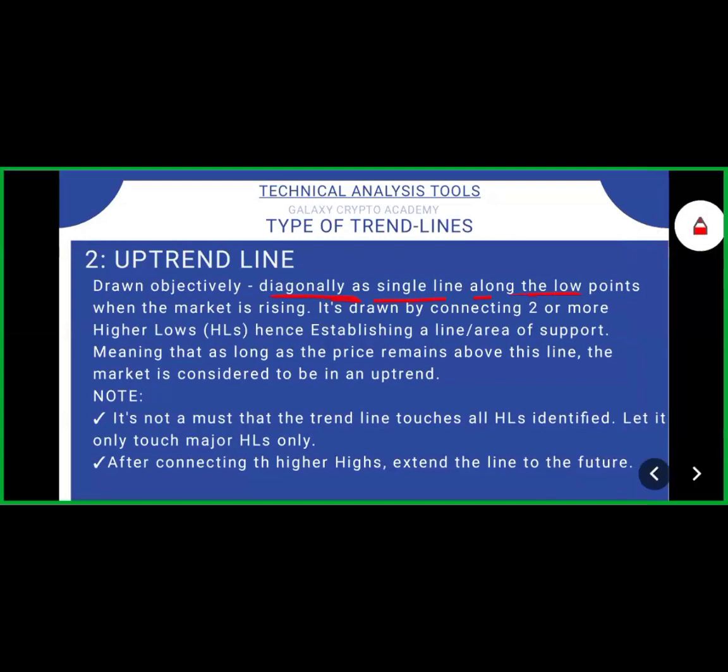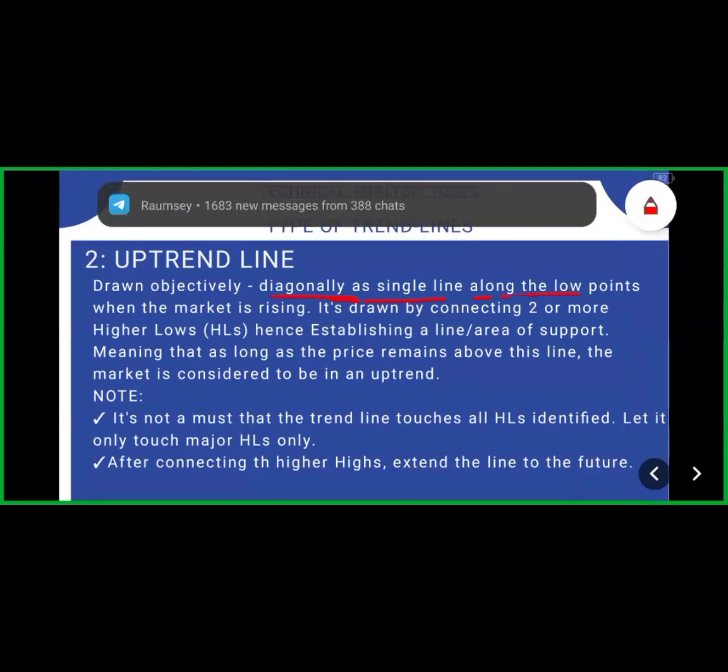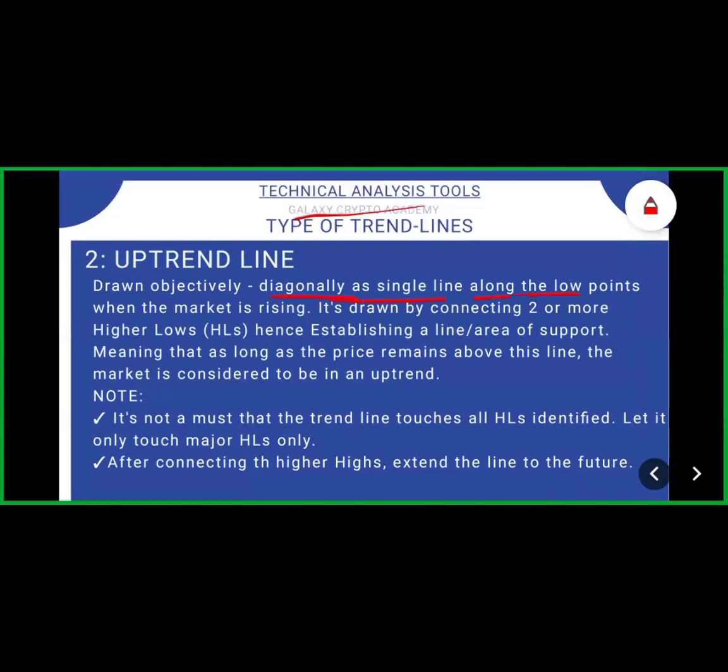You draw it as a single line along the lower points when the market is rising. Now, how do you draw this? You draw it by connecting 2 or more higher lows. Once you do that, you'll be establishing what we call a support level or a support line on the chart.